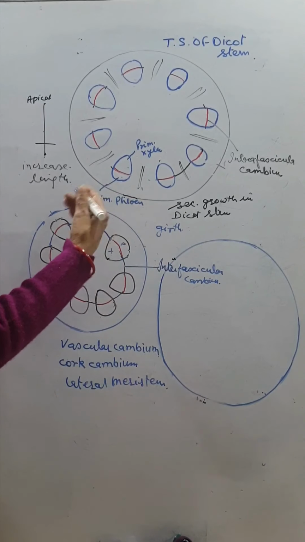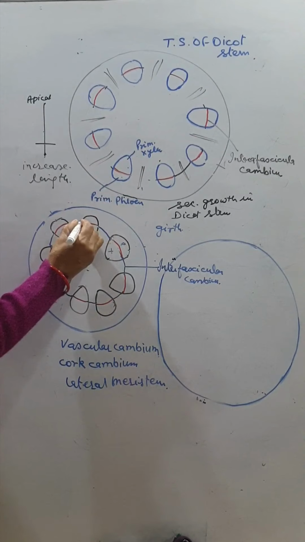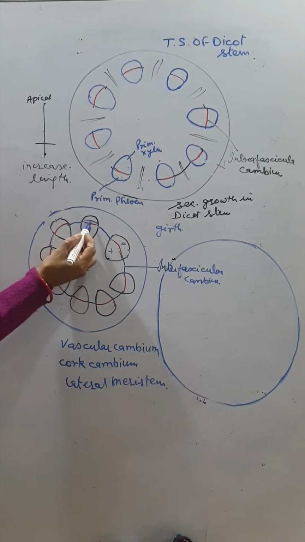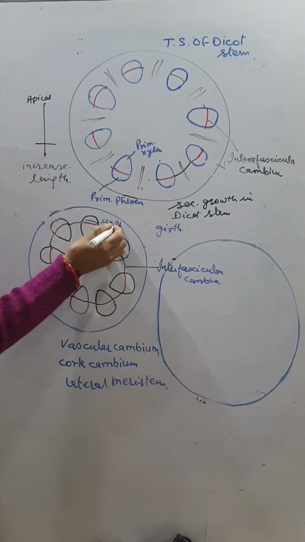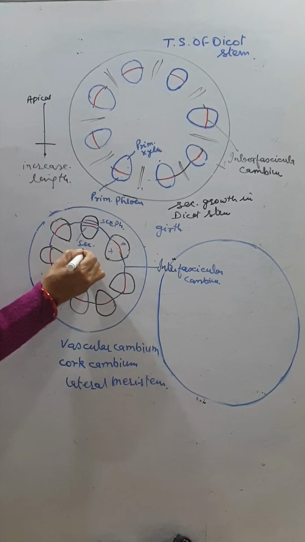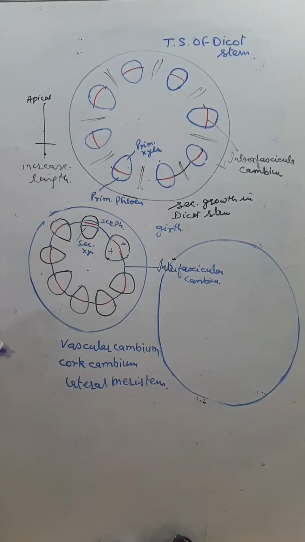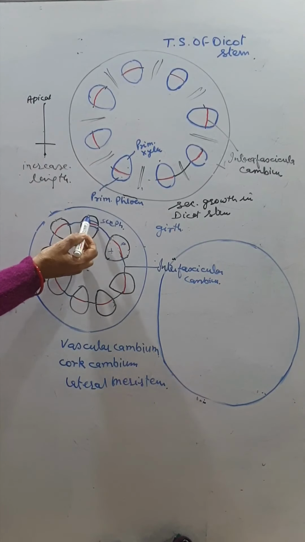Now the cambium becomes meristematic and forms the secondary phloem outside and secondary xylem inside. So the new tissues are formed on the outer side as the cambium buds off. The cambium gives rise to the secondary phloem outside and the secondary xylem inside. Secondary phloem is there, secondary xylem is there.